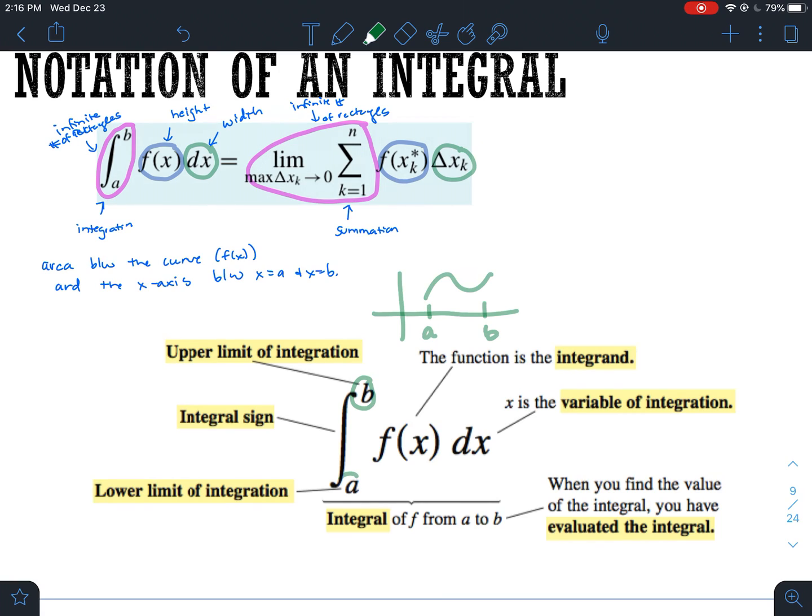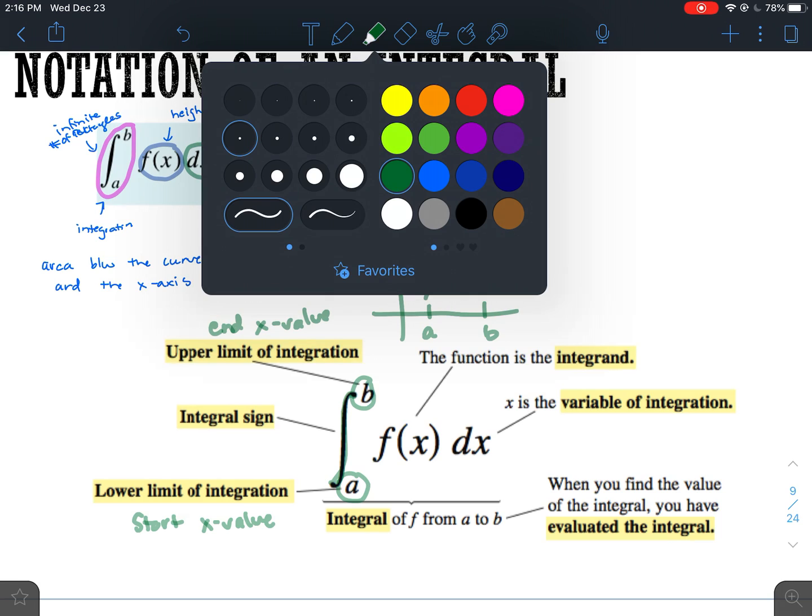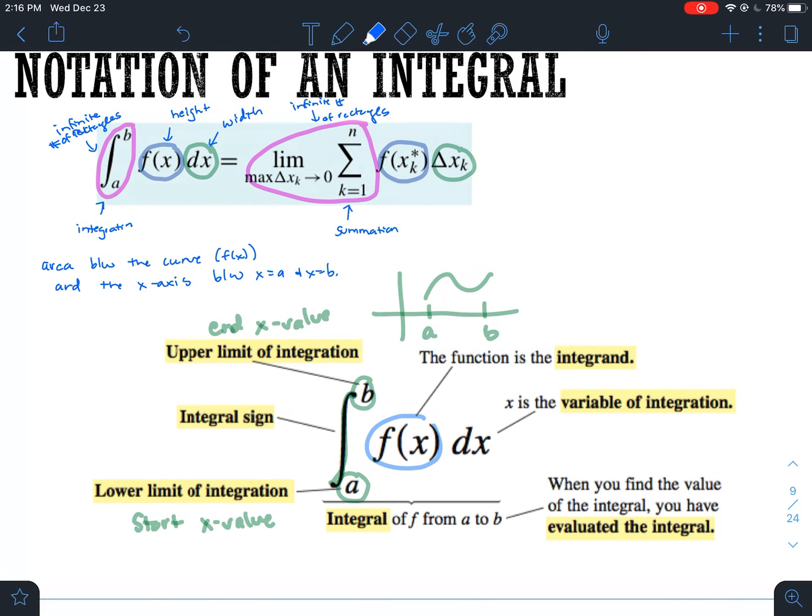So going even more specifically, in your integration notation, this top letter b is called the upper limit of integration. So it's like where you're ending on the x-axis. And that bottom a is called the lower limit of integration. So that's where you're starting on the x-axis. So that's the start x value, and this is the end x value. And then the elongated S is called the integral sign. And then the f of x, the actual function that you're integrating, is called the integrand.